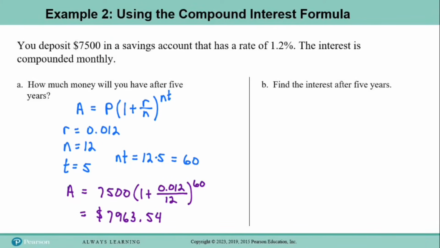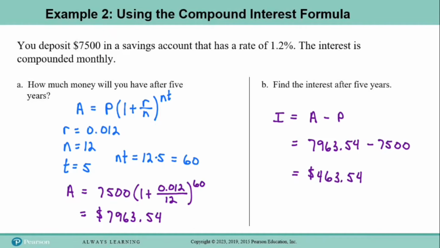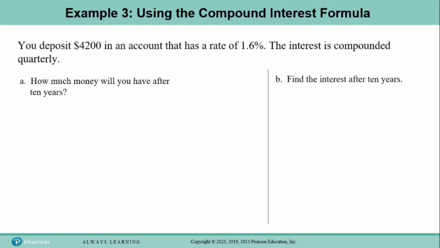And then part B says find the interest after 5 years. And we know that interest is the difference between the final amount and the principal, so we will subtract $7,963.54 minus $7,500, and then we'll see that interest equals $463.54.